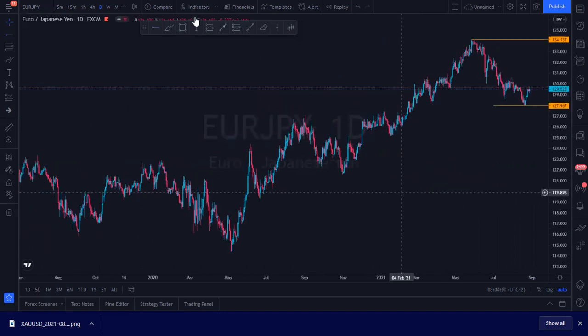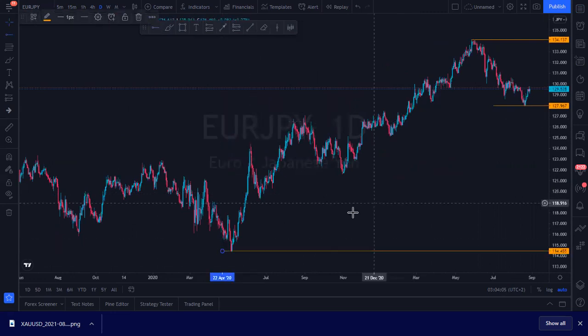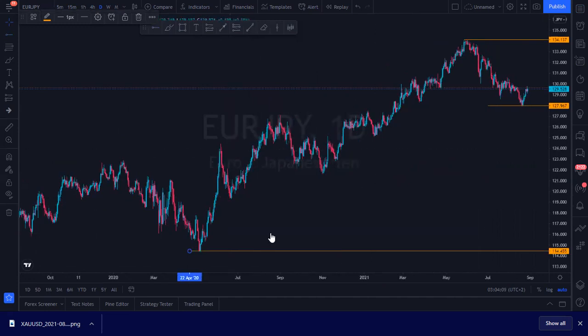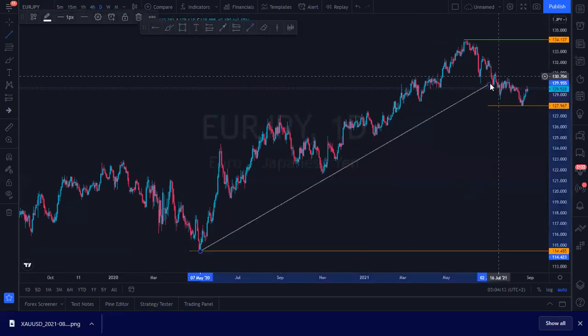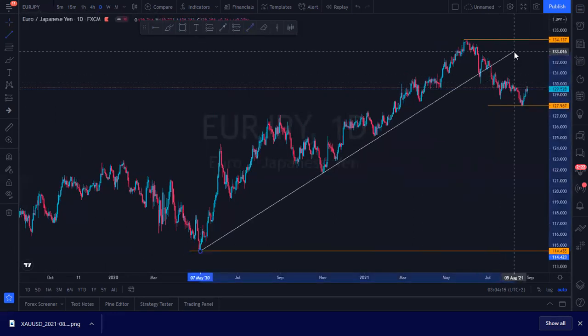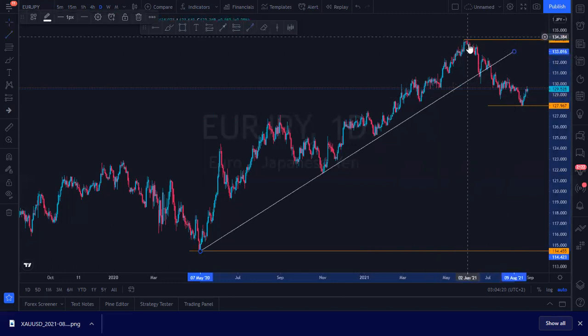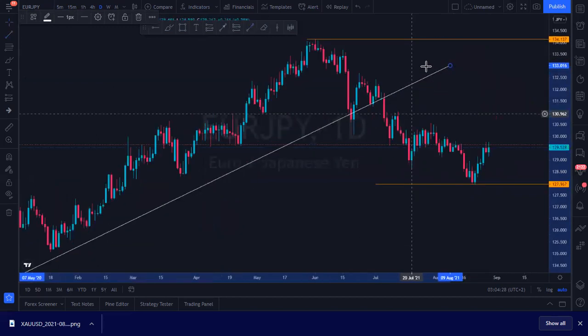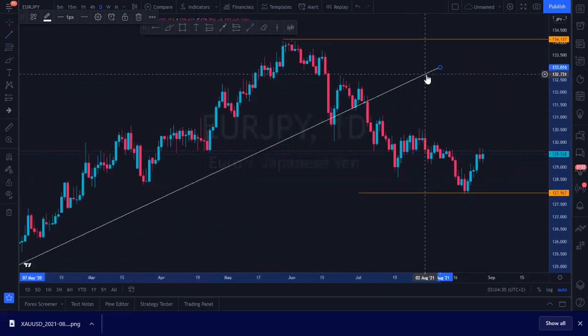Then the next thing I'm going to do is mark this lowest point. The first thing is to draw my trend line. The price is moving to the upper side. It broke below the trend line, which tells us that from this resistance to this point, the price is on a downtrend. So now I'm done with this trend line.